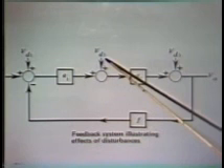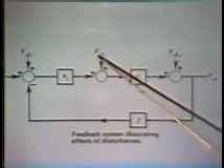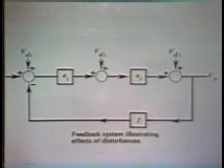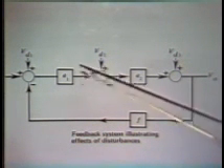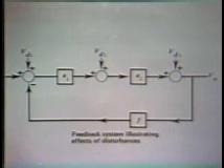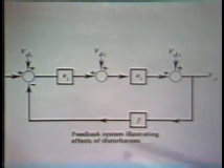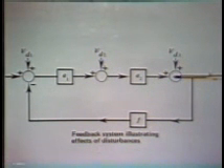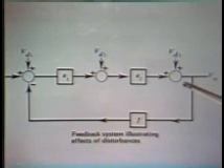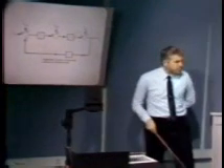Similarly, when we calculate the output in response to the second disturbance, we get its forward path, which is A2, over 1 minus the loop transmission. The loop transmission is the same for all cases, so we get A2 over 1 plus A1, A2F. Finally, when we look at the third disturbance, we get its forward path simply 1 over 1 minus the loop transmission. We get 1 over 1 plus A1, A2F.